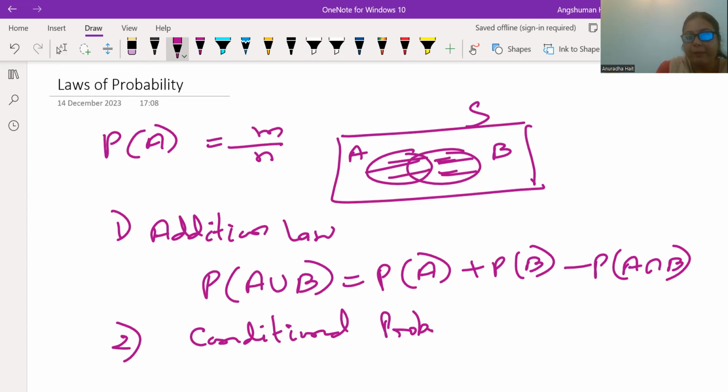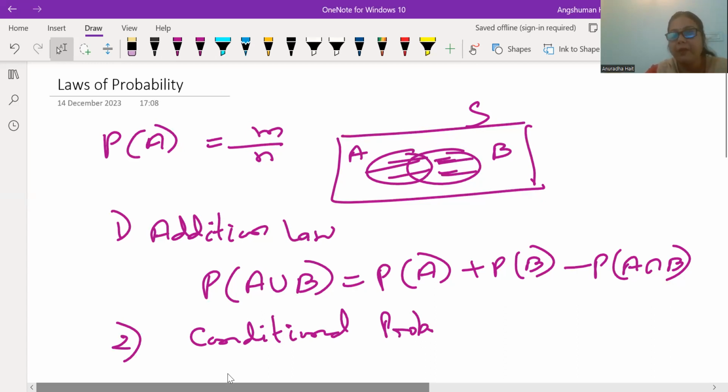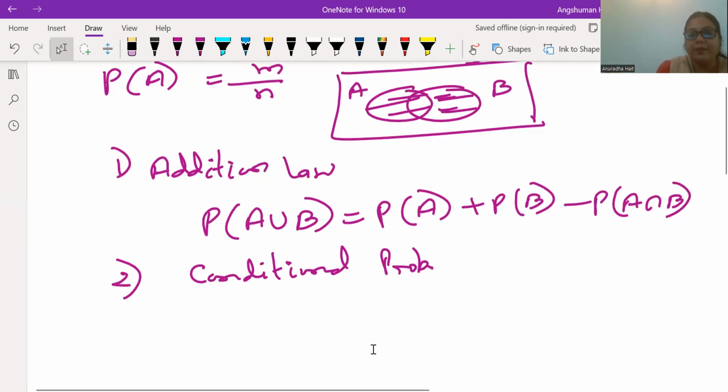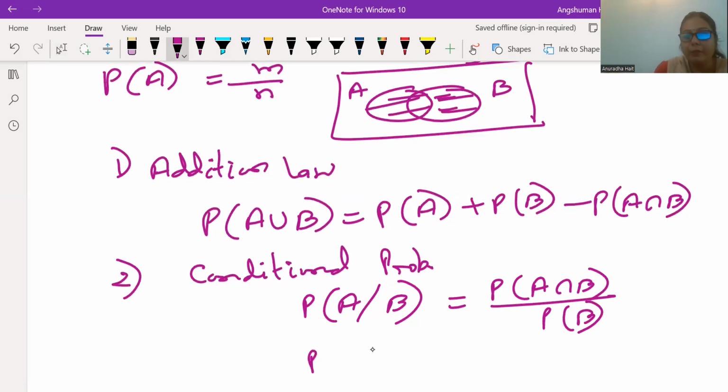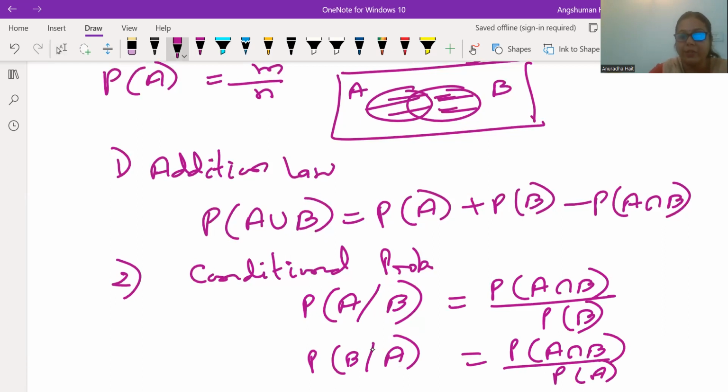In case of conditional probability, we are defining again two events A and B here. One event depends upon another. Let us take that the event A depends upon B. So what we do here, we are interested to find out probability of A given B. B has already happened and A depends upon B. This formula will be equal to probability of A intersection B upon probability of B. In case B depends upon A, then the formula will be reversed. Probability of B given A will be probability of A intersection B divided by probability of A.